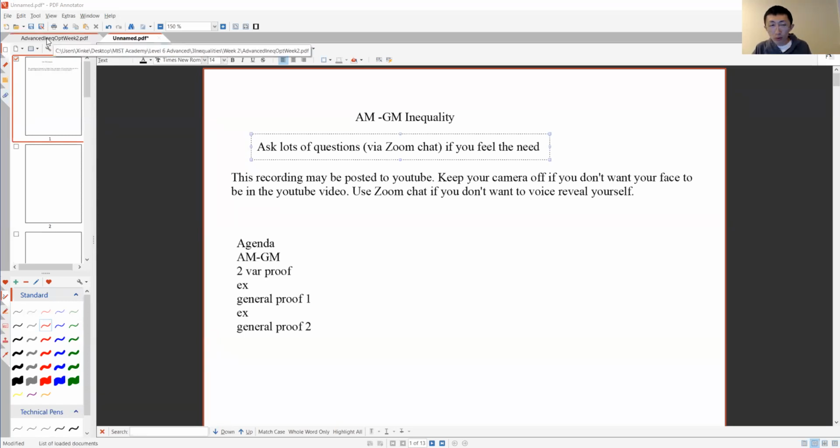Yeah, so today we'll do an introduction to the AM-GM inequality, which is, I guess, the second most standard thing to talk about in the field of inequalities.